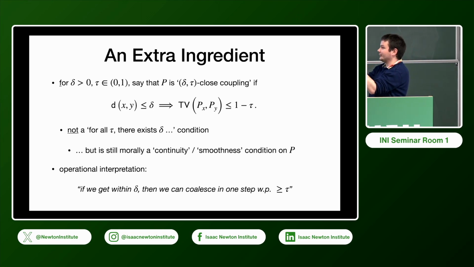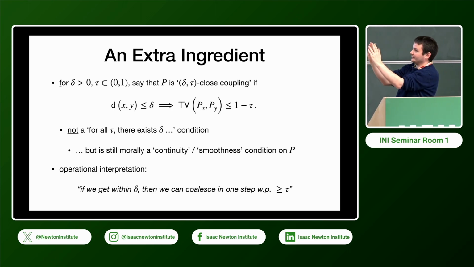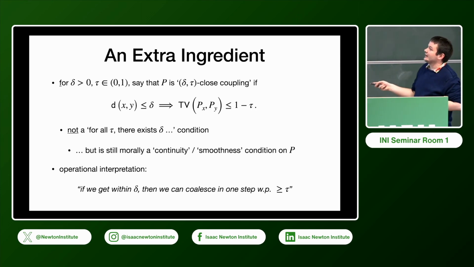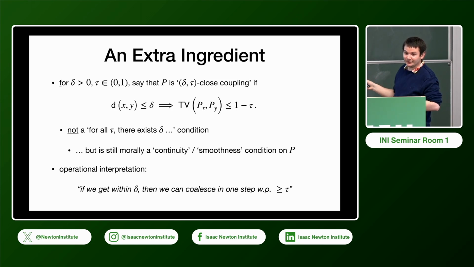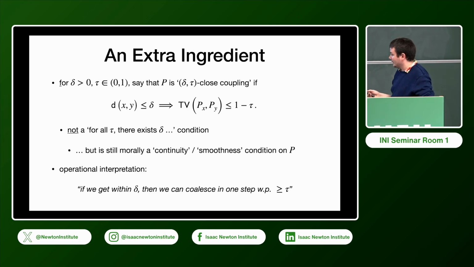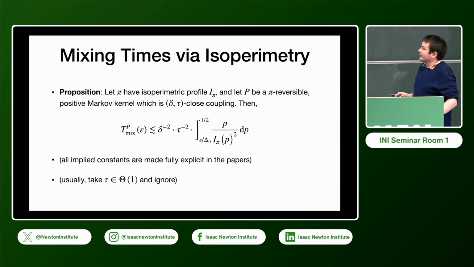So the interpretation is, as I say here, if we get 2 copies of the chain within delta of one another, we can couple them to make them meet exactly in one step with a decent probability. Just to emphasize, this is not a for-all-epsilon-there-exists-delta sort of thing. It's really fixed tau, fixed delta, prove this, and then carry on. But indeed, it's still morally a sort of continuity condition about the kernel, that when you move the x's, things don't change crazily. And the point of that is, proving something like this is a bit easier than proving the full continuity, let's say.